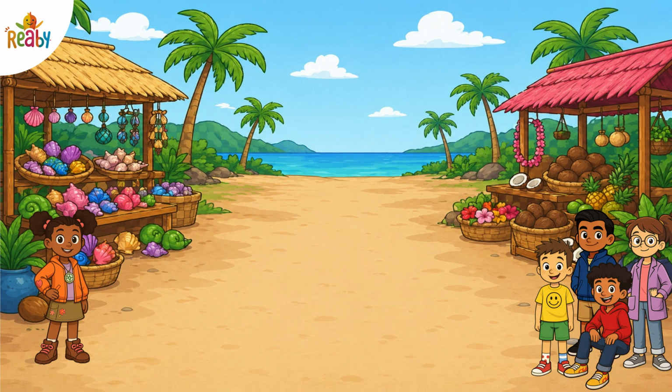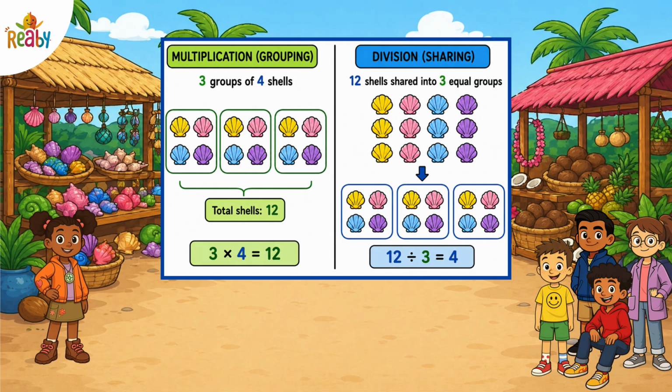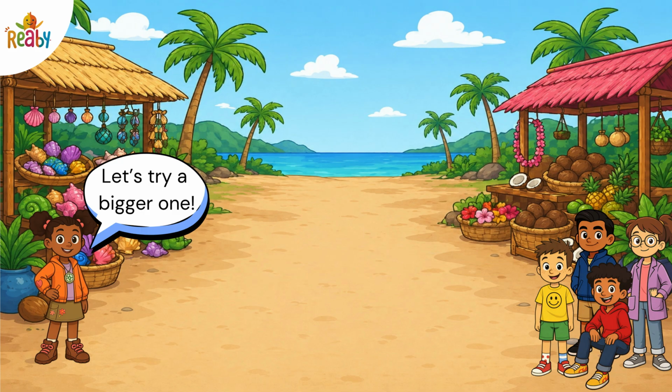Ask yourself, are we finding the total from equal groups? Then we multiply. Are we sharing equally or finding how many are in each group? Then we divide. Let's try a bigger one.